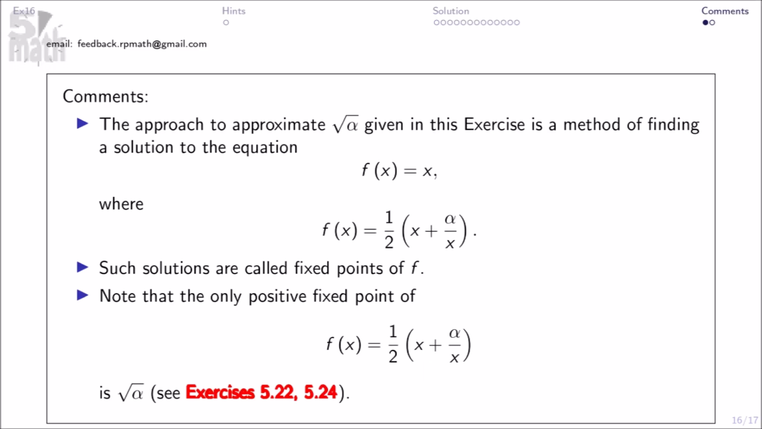Comments. The approach to approximate the square root of alpha given in this exercise is a method of finding a solution to the equation f of x equals x, where we have this. Such solutions are called fixed points of f. Note that the only positive fixed point of this is the square root of alpha. See exercises 5.22, 5.24.